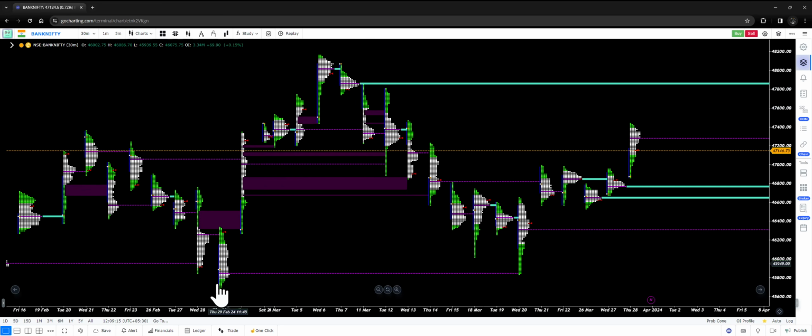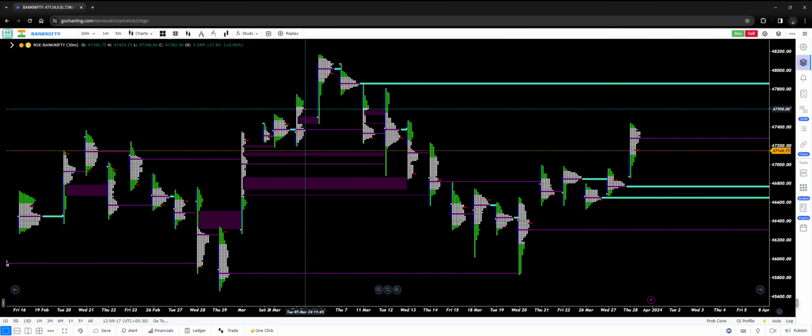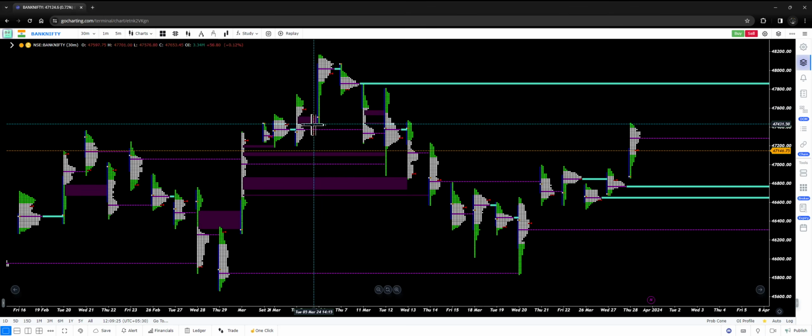So this is a 30-minute time frame. Of course, this is more powerful because the larger or the higher the time frame, you get better moves and higher probability moves.